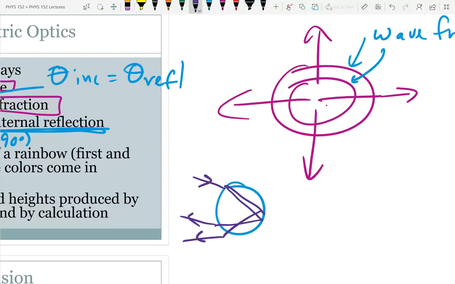I always draw these. I wish I could rotate with this, but I can't. I always draw these so you're looking down at the rainbow. I don't know why I choose my angles that way. But you have the light coming at you at different angles. And so you've got the sun there.